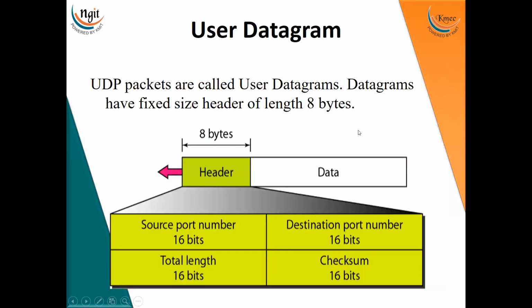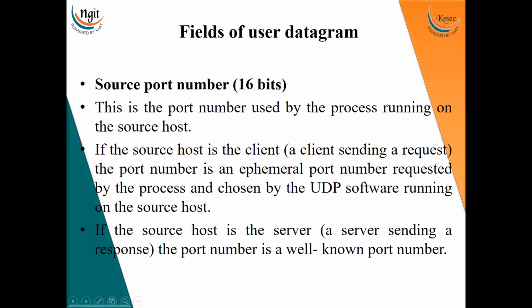Now, this is a simple structure for UDP packets. UDP packets are also called user datagrams. The datagrams have a fixed-size header of length 8 bytes. For each datagram we have the header part, then the data part. We have the source port number as 16 bits, the destination port number as 16 bits, the total length as 16 bits, and the checksum as 16 bits. This is a simple packet structure for the user datagram.